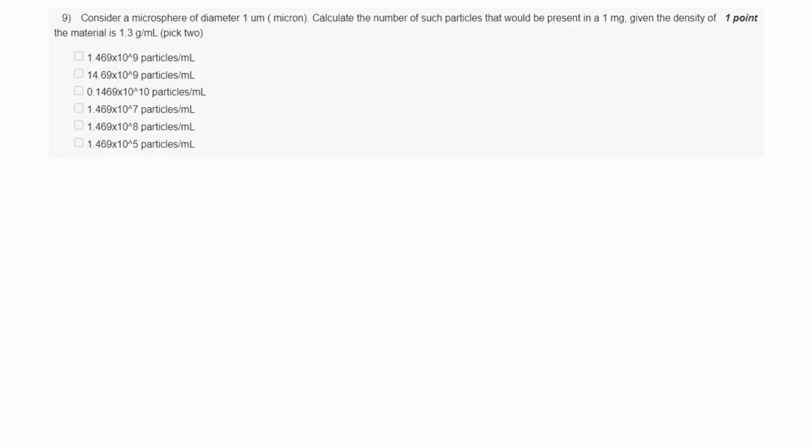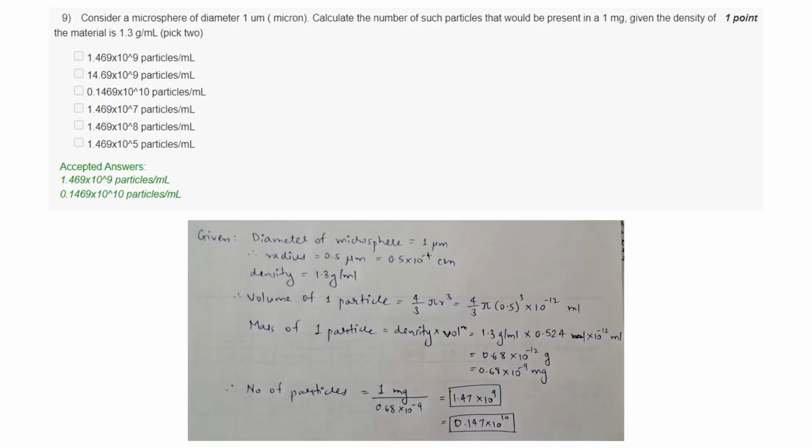Okay, next question was, consider a microsphere of diameter 1 micron. Calculate the number of such particles that would be present in 1 mg given the density of material is 1.3 gram per ml. So we have been given the diameter, we know the density. So we have to calculate how many particles will be there in 1 mg.